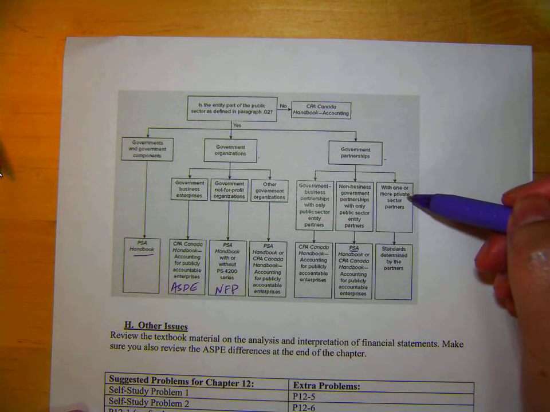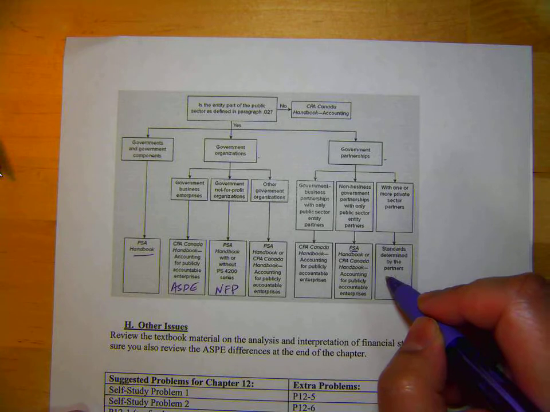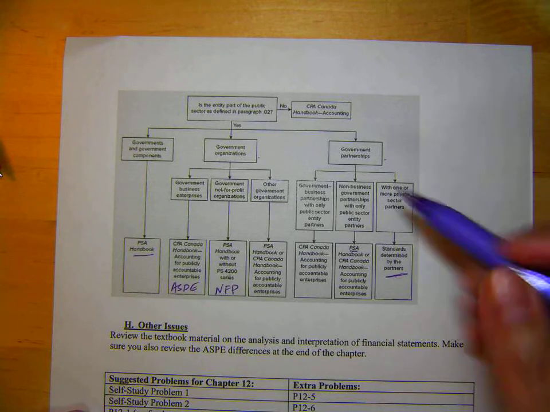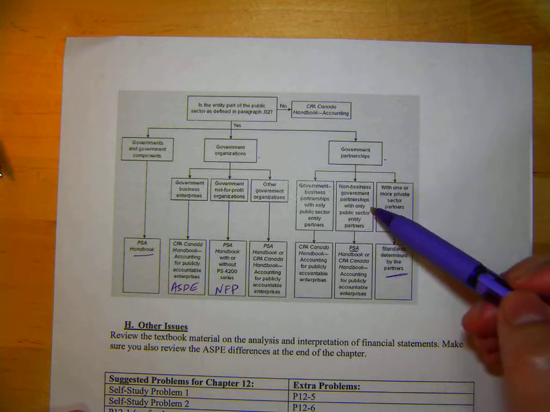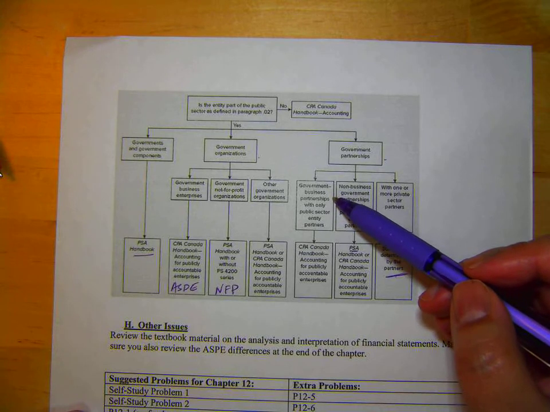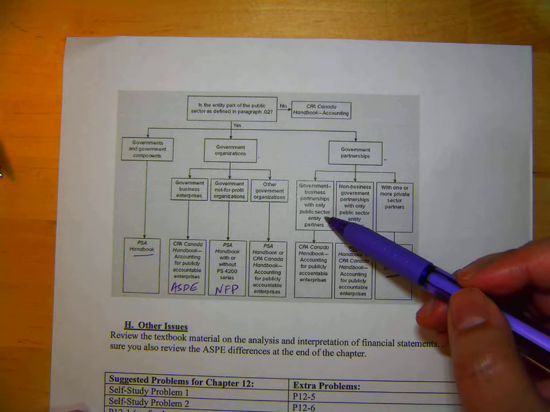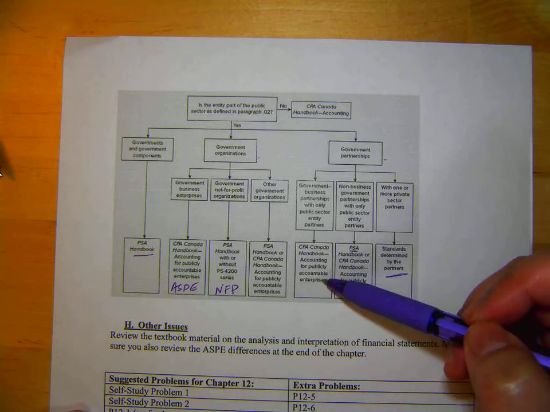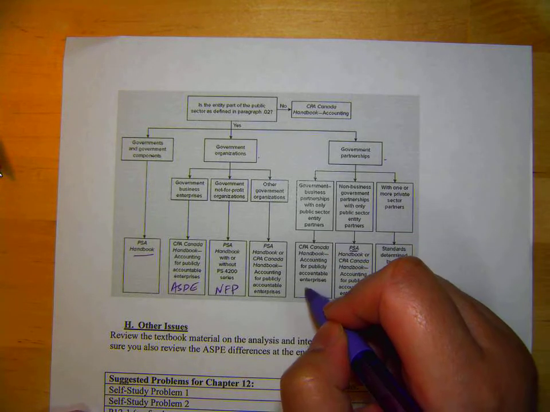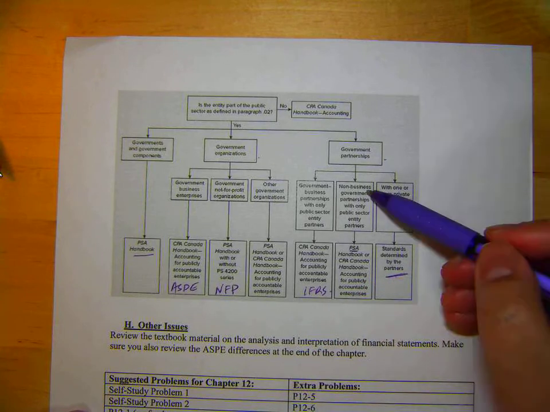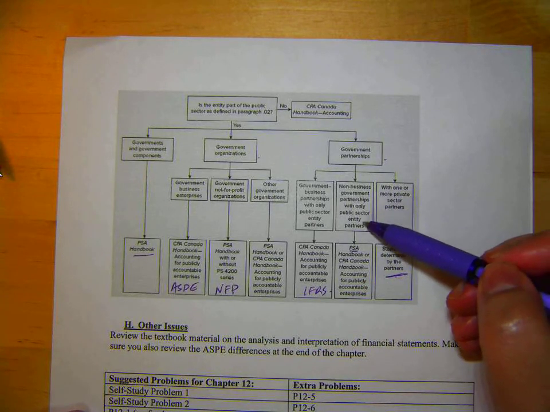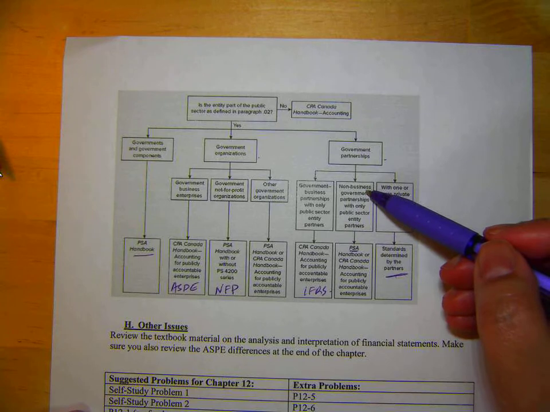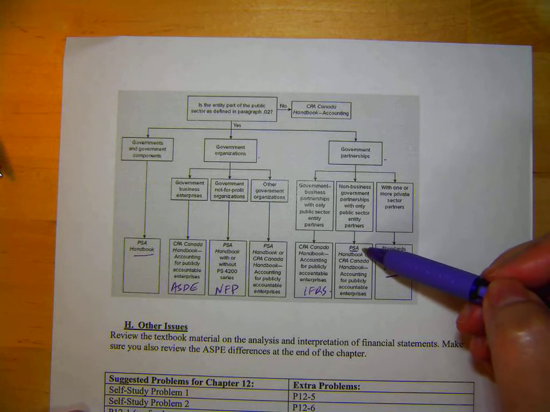And one or more private partners, standards are determined by the partners. So this is government, I think I read this wrong, government business partnership, only public sector. Okay, then we're looking at IFRS then. And here, only public sector entity partners, and it's non-business government. So that's the public sector handbook.